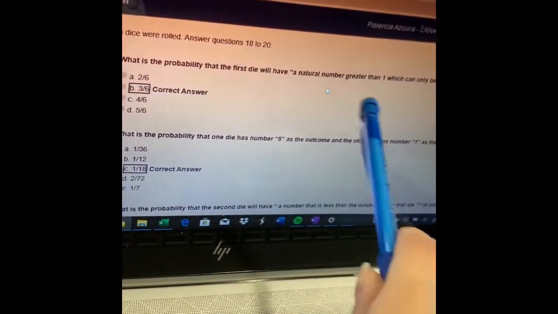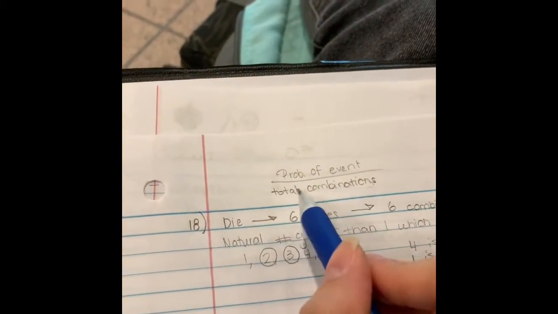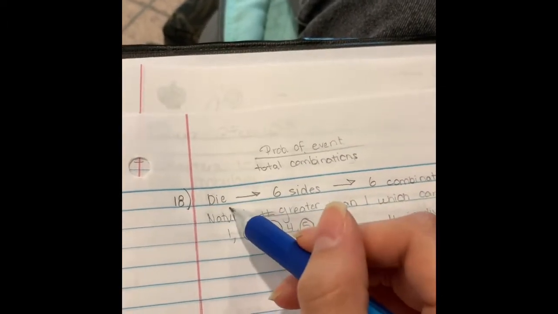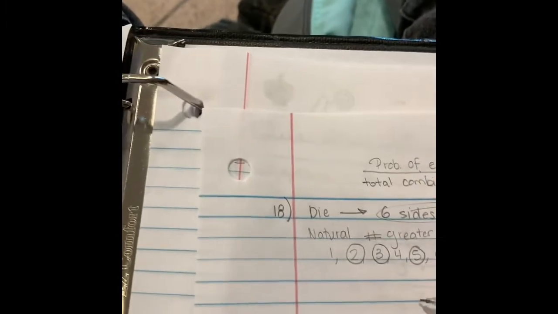What is the probability that the first die will have a natural number greater than 1? For probability, it's always the total of combinations at the bottom and then the probability of the event. It's asking for one die, so 6, right? It would be out of 6 because there are only 6 sides to a die.